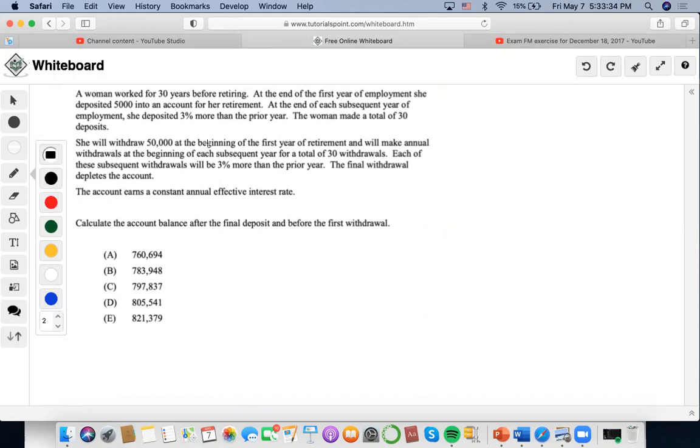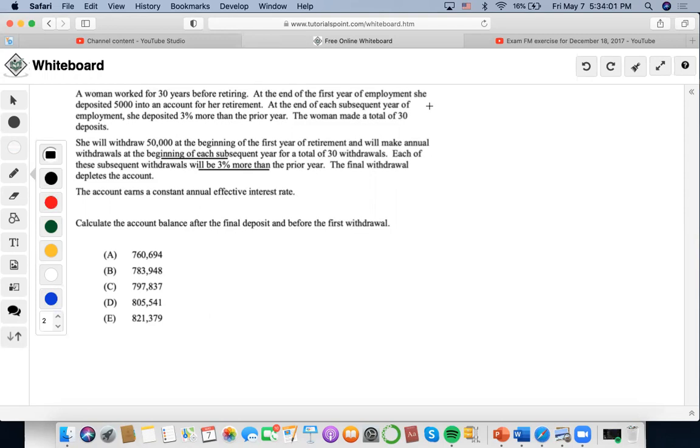She will then withdraw 50,000 at the beginning of the first year of retirement and will make withdrawals at the beginning of each subsequent year for a total of 30 withdrawals. Each of these subsequent withdrawals will be 3% more than the prior year. The final withdrawal depletes the account. The account earns a constant annual effective interest rate. Calculate the account balance after the final deposit and before the first withdrawal.